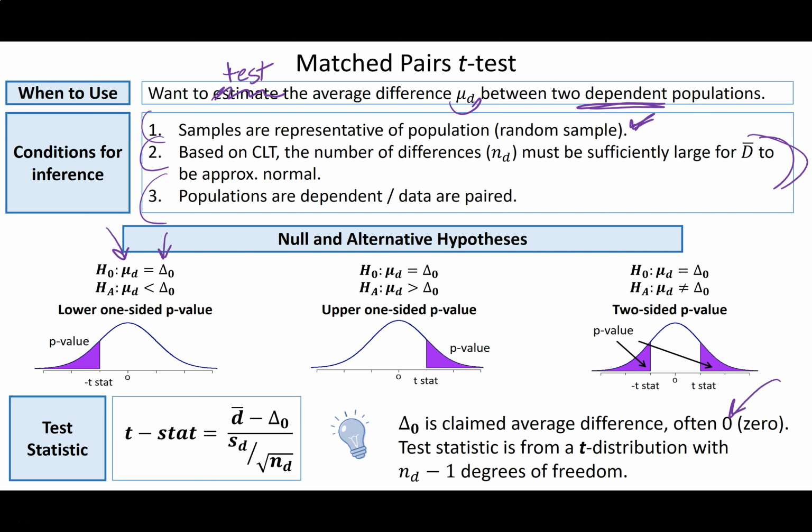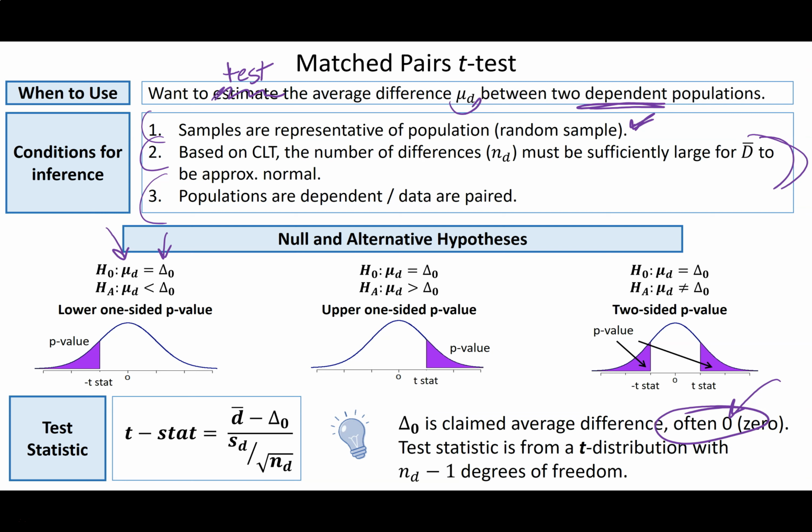You could say, oh, this such and such weight loss program advertised that people lose 15 pounds in their program on average. Then you would have a different value. But most of the time that we run these tests, we're interested in a difference of 0.